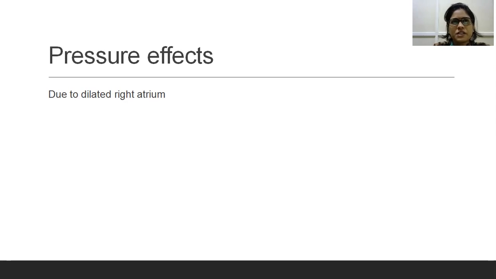As a result of this biatrial enlargement, the patient will have a pressure effect wherein the atria will compress either on the esophagus, resulting in dysphagia, or on the trachea, resulting in dyspnea, or on the recurrent laryngeal nerve, resulting in hoarseness of voice. Hoarseness of voice as a result of pressure effect from enlarged atria is called Ortner's syndrome.